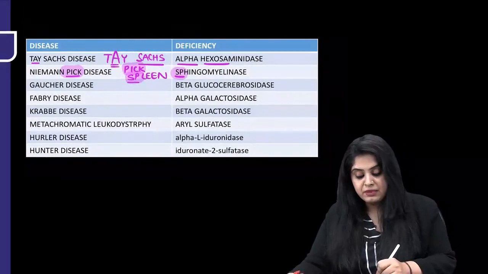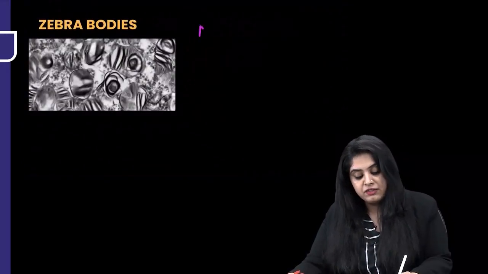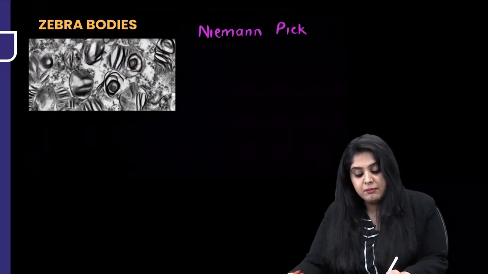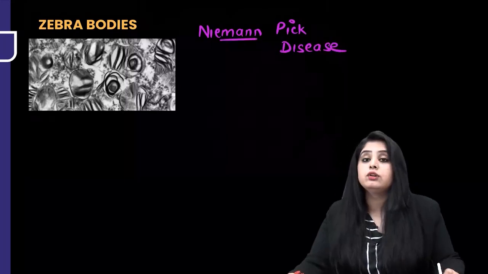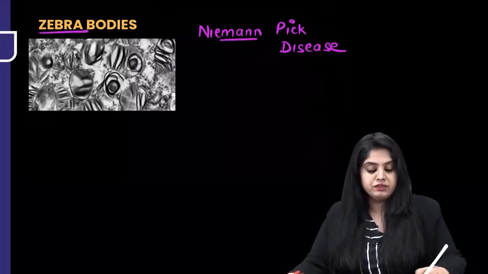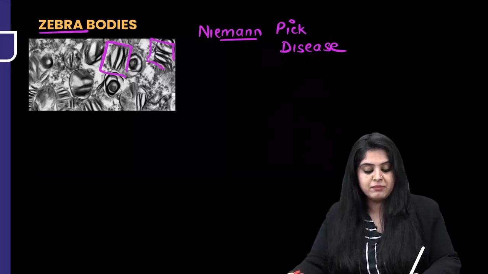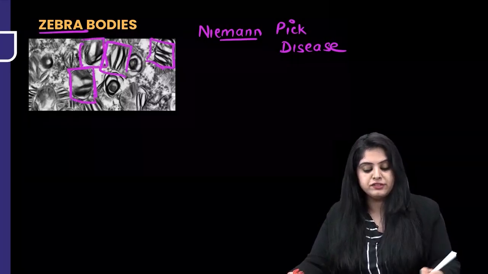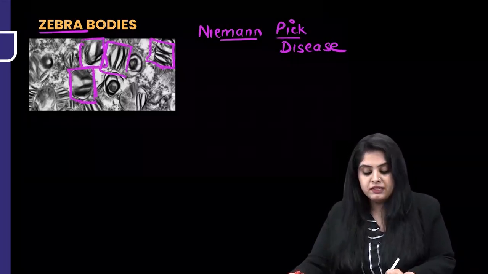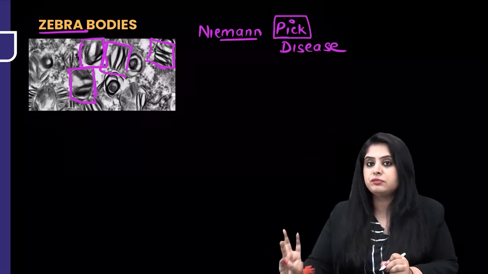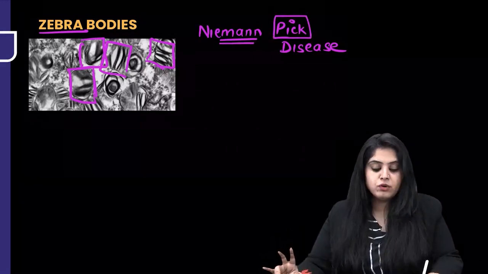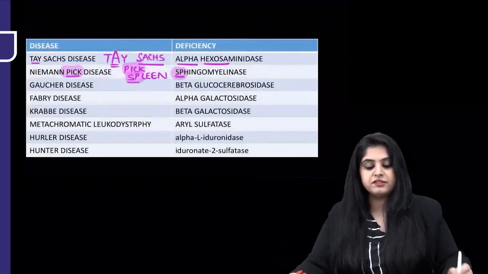What do you see in Niemann-Pick disease? In Niemann-Pick disease, we are not only going to see the picking of the spleen, but please remember, this also shows you the zebra body. So man has gone to see the zebra. You can see these black and white lines that are there. Classical, no description needed. So Niemann-Pick disease mein number 1 we pick the spleen, so splenomegaly hota hai, and man has gone to see the zebra, so zebra bodies are seen.